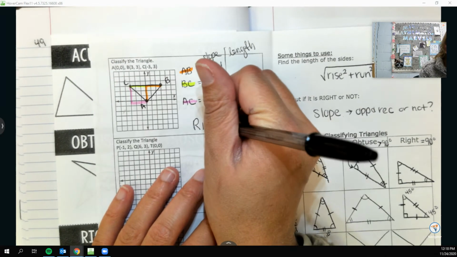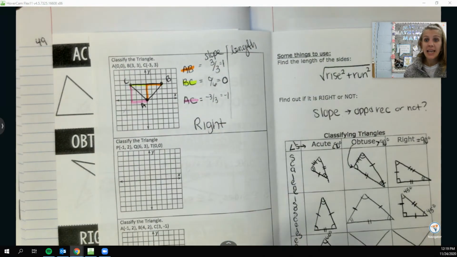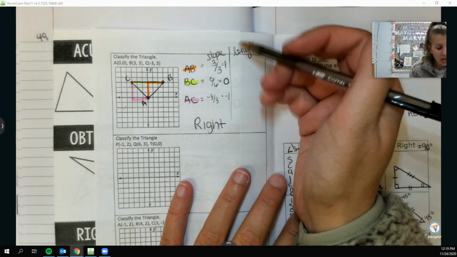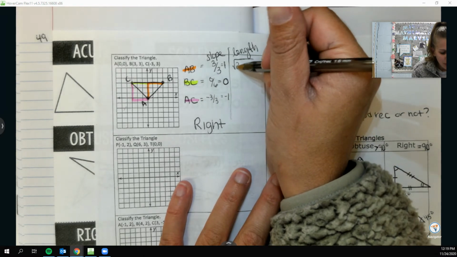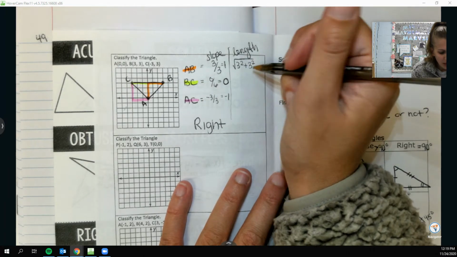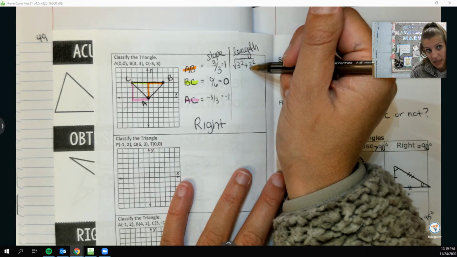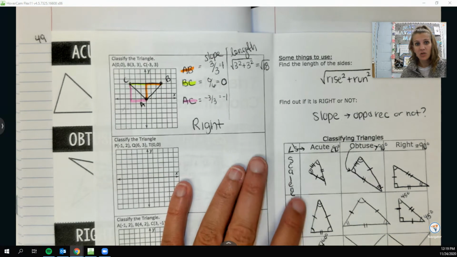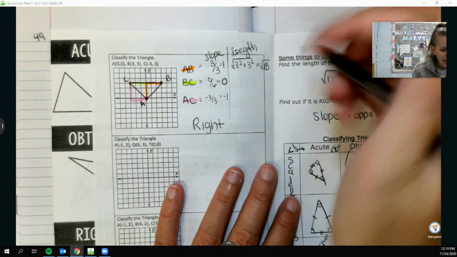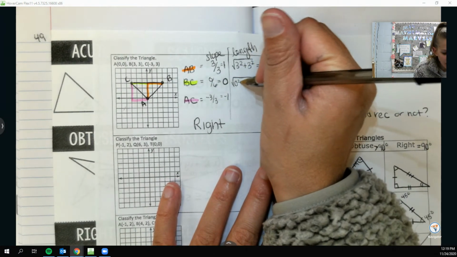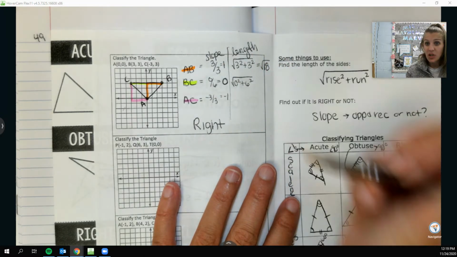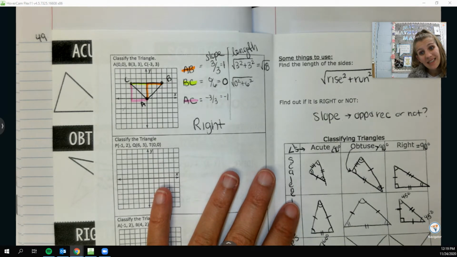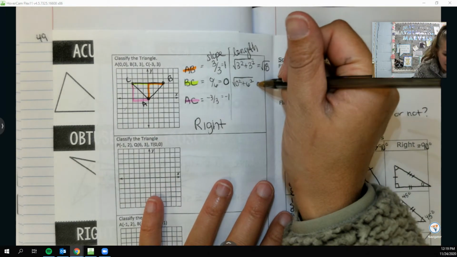So this is right. Now I can find the length by doing rise squared plus run squared because I have those. So 3 squared plus 3 squared is going to be 9 plus 9, which is 18 square rooted, and I don't know the square root of 18, so I'm just going to leave it like that. Now here I need to take 0 squared plus 6 squared, which 0 squared is just 0, 6 squared is 36, and when I add those up I have 36, and the square root of that is 6.